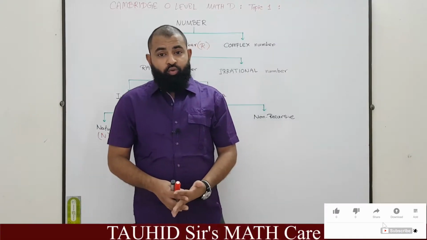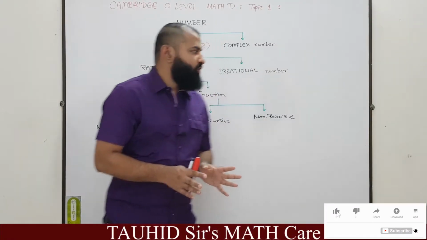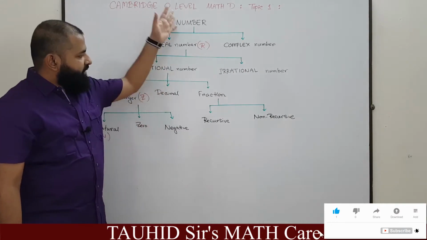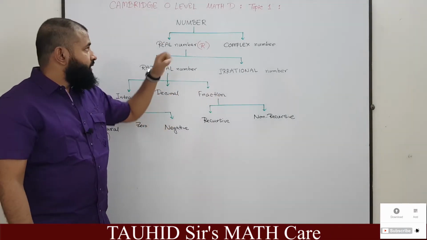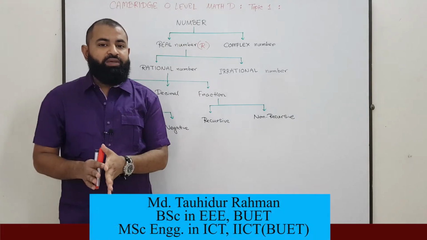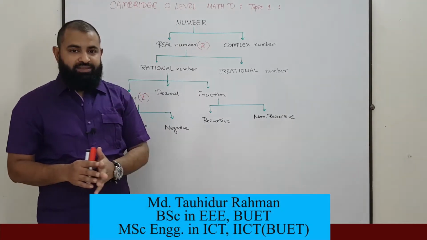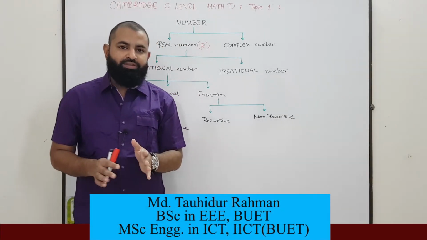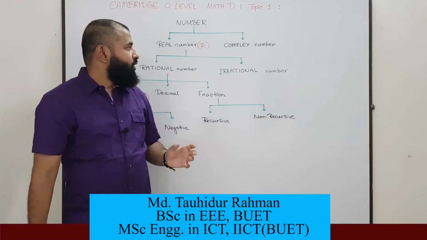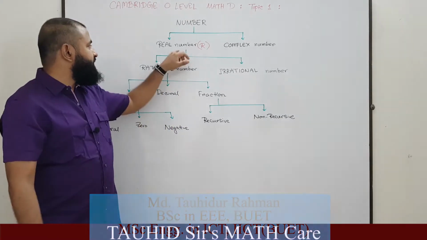Today we are going to discuss types of number. Here you can see the types of number in a chart. Numbers are mainly of two types, real number and complex number. In your O-level syllabus, we will not discuss the complex number. We will focus on the real number only.